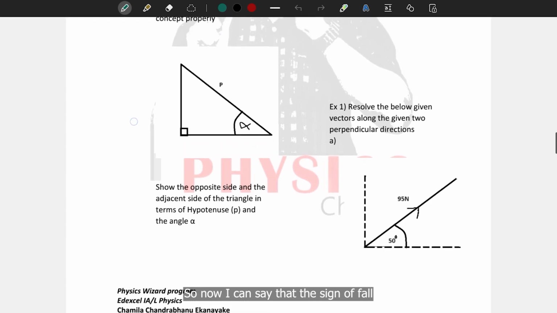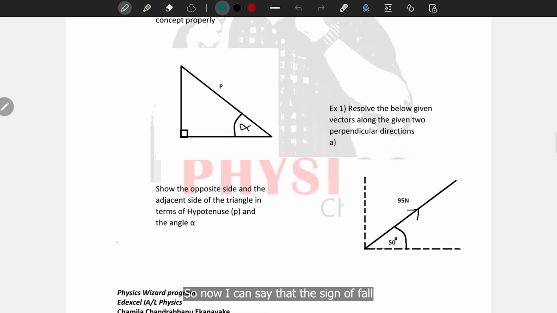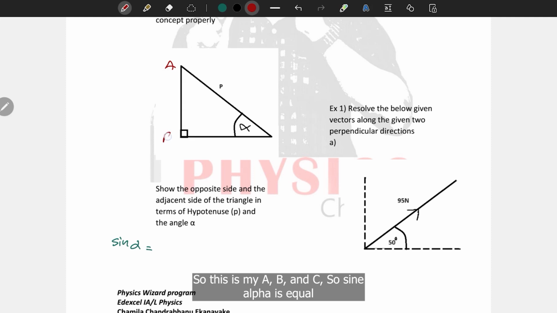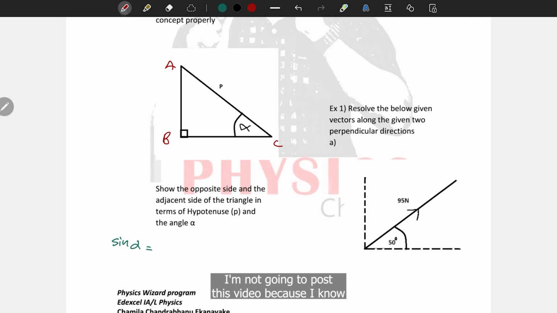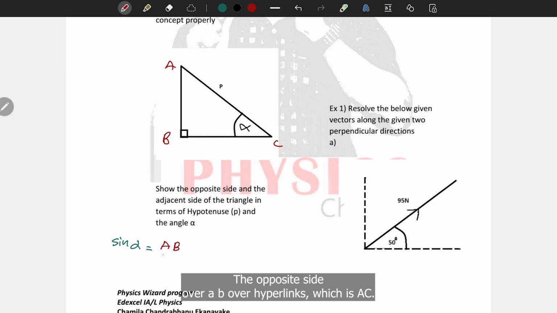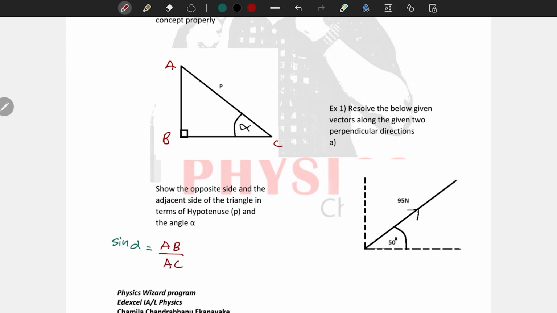So now I can say that sine alpha is equal to the opposite side. Let me label these things. So this is my A, B, and C. So sine alpha is equal to AB, the opposite side, over BC. Oh, sorry, I made a slight mistake. It's totally fine. I'm not even going to pause this video because I know you can manage this. So sine alpha is the opposite side AB over the hypotenuse, which is AC, right?